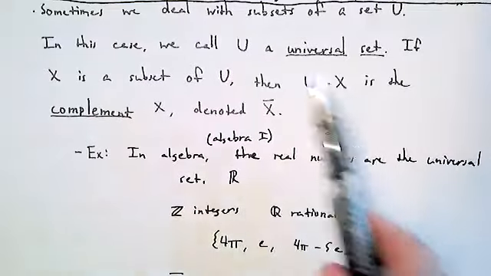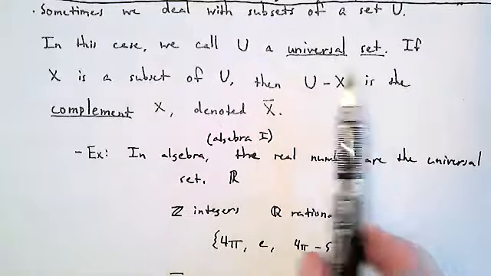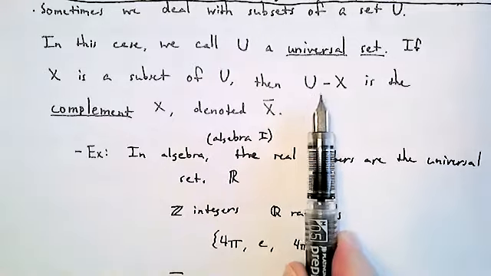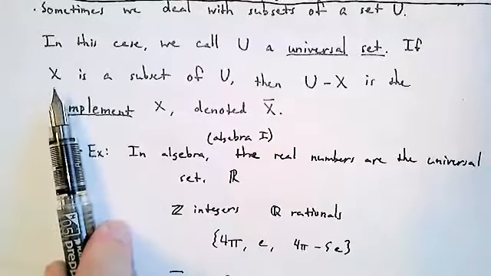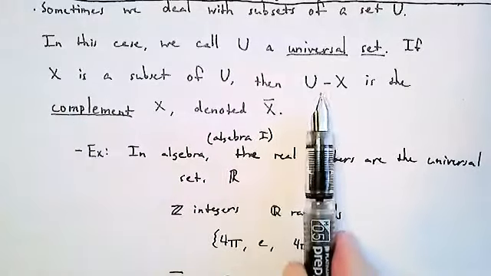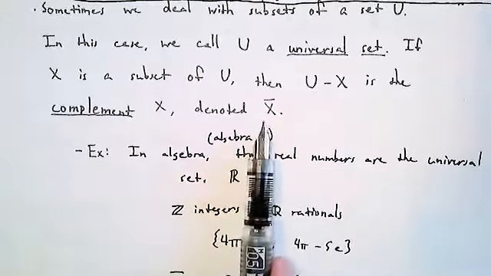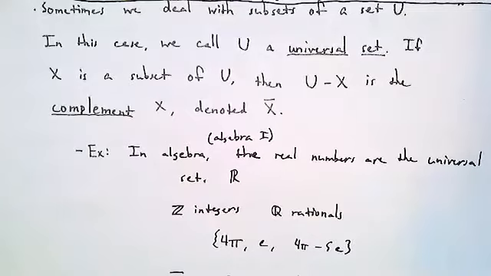Okay, so a universal set is where all of our other sets live, and a complement is everything in the universal set that is not in our other set. So if I want the complement of x, I subtract x from u, and that gets this x with a bar over it notation, like we saw in one of the exercises a few minutes ago.